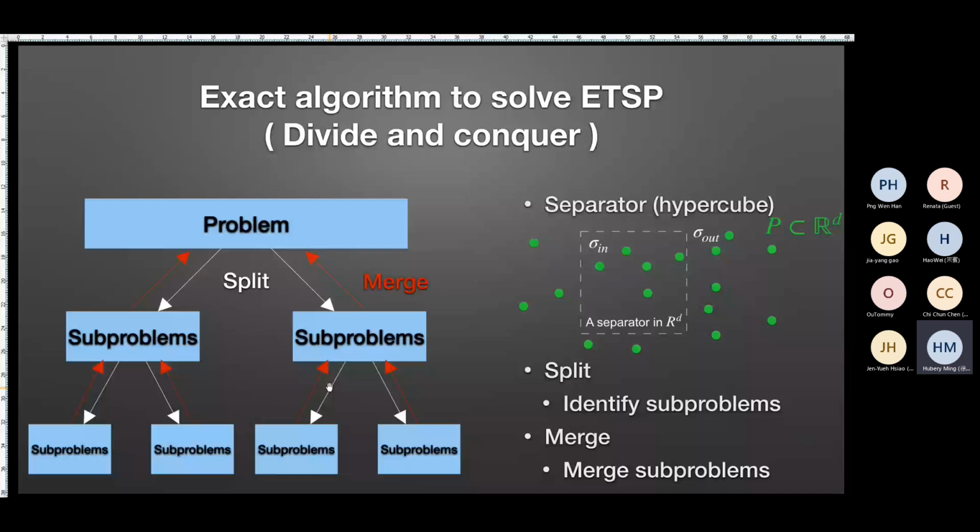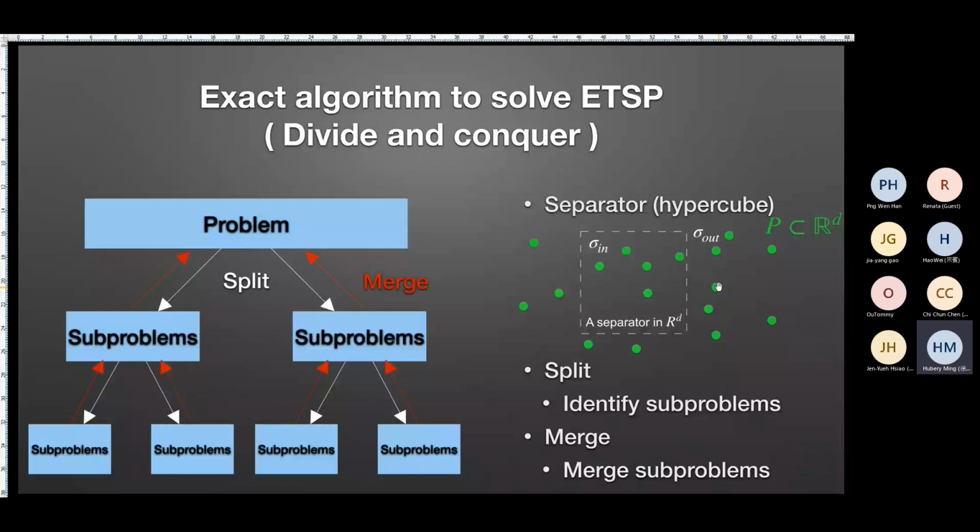Okay, to give the description of the divide and conquer algorithm, we have to discuss 3 topics. The first is the separator. The separator is actually a d-dimensional hypercube in Euclidean space. That is to say, we can use the separator to partition a set of points P in Euclidean space into 2 parts. One part for those points inside the separator, and the other part for those points outside of the separator.